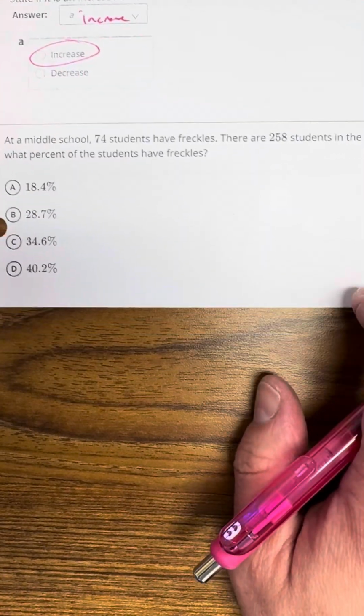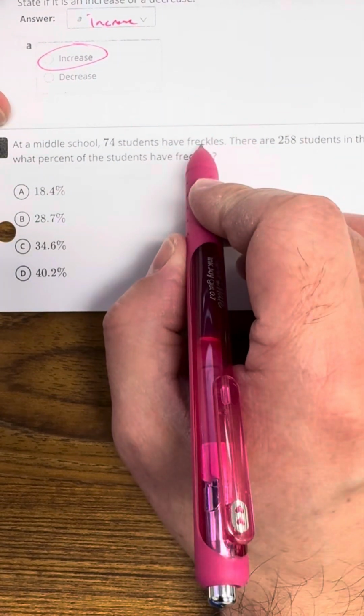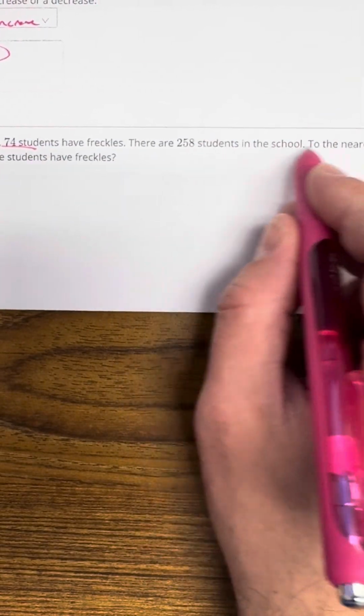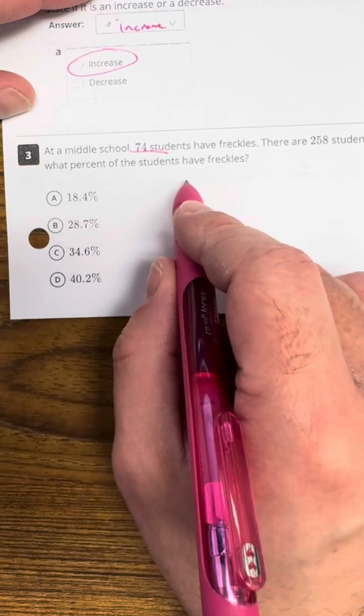All right. Number 3, at a middle school, 74 students have freckles. Okay, so 74 students have freckles. There are 258 students in the school. To the nearest tenth of a percent, what percent of the students have freckles?